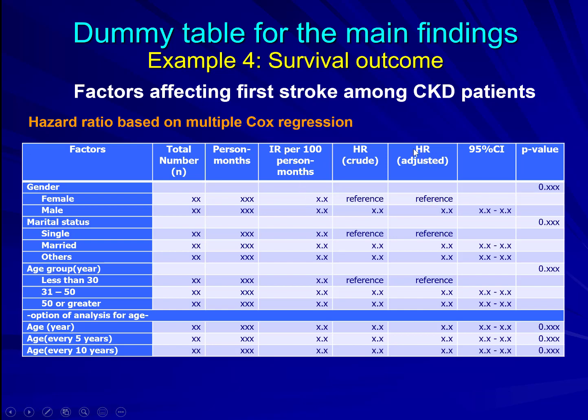Okay, so the adjusted one is from the multiple Cox regression, and the same for all the others. Here are the four types of outcome that provide examples of the dummy table for a study with a title of this kind. Mostly it is just like this, but there might be some small differences if we have a specific purpose, not like factors affecting or effect of X on whatever. Okay.